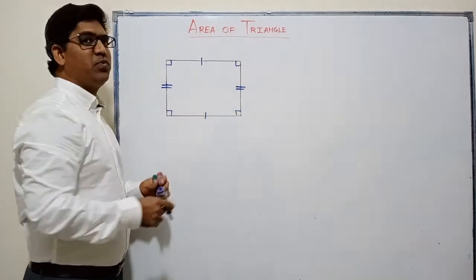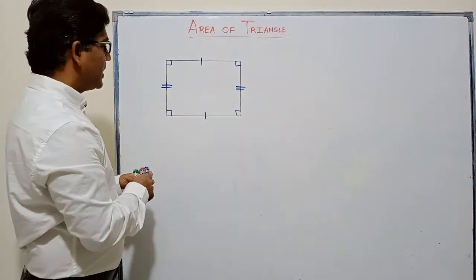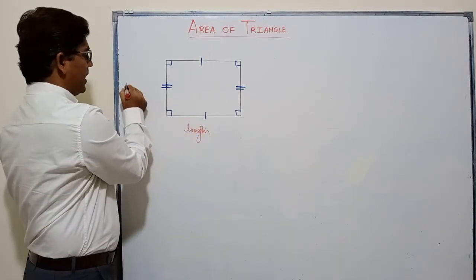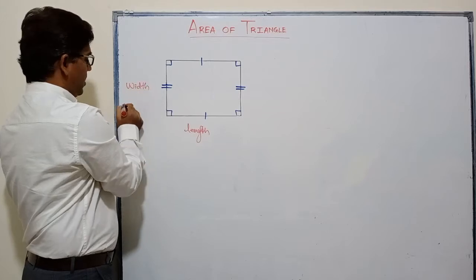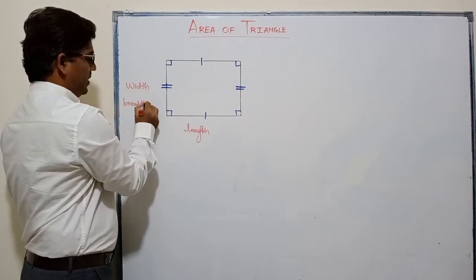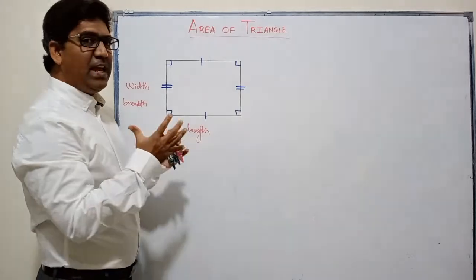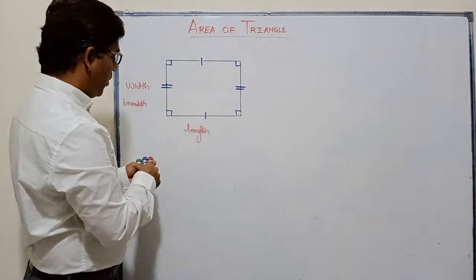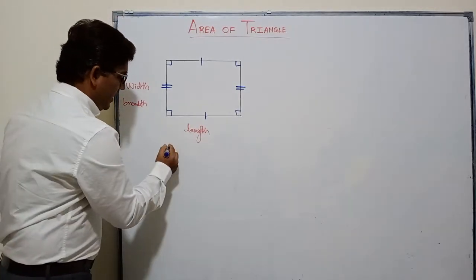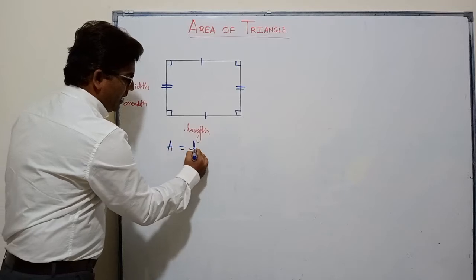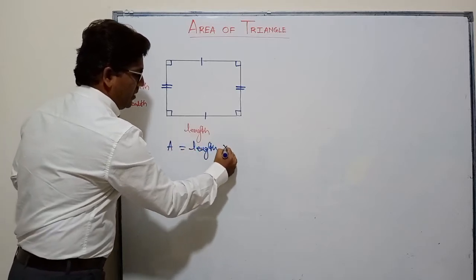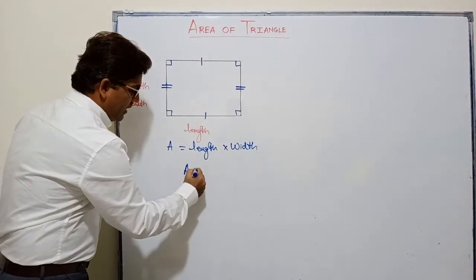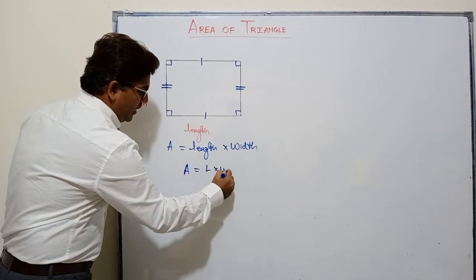Now, the two sides of the rectangle are known as length and width, also known as the breadth of the rectangle. Now to find the area of this rectangle, we simply multiply the two adjacent sides. So the formula for area of rectangle is length times width. In short, it can be written as area is length multiplied by width.